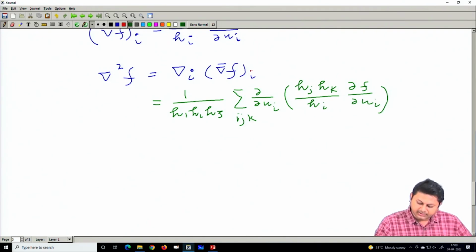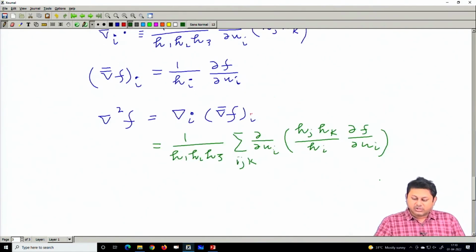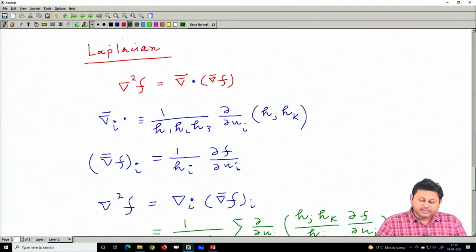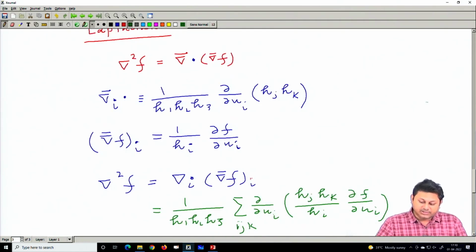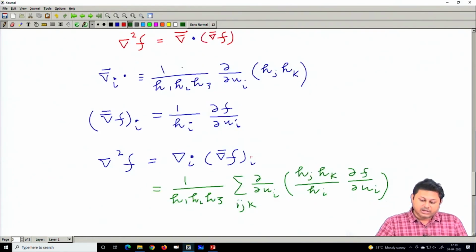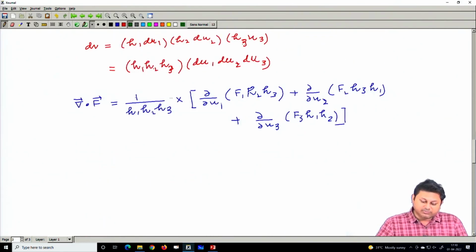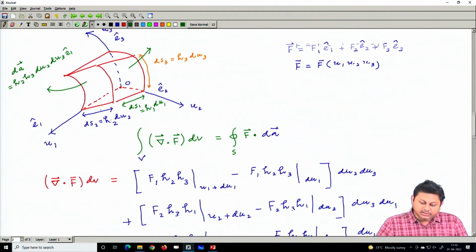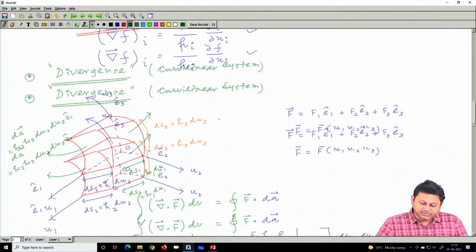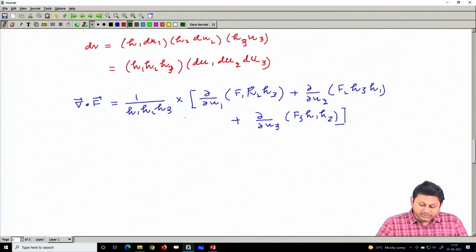I will show you later in the next class, maybe in an explicit way, how you find these values for different coordinate systems. So, for the Laplacian, you may remember that you can define it by taking the gradient of a scalar field and then the divergence of that. I calculated both expressions last day: this is the expression of the gradient and this is the expression of the divergence.